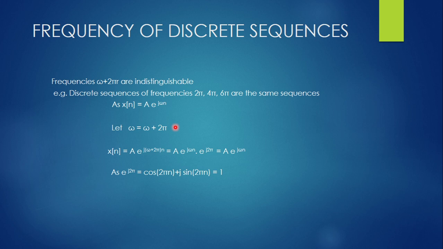But in the case of the discrete sequences, we can have only the frequencies in the range of 2 pi. 0, 2 pi, 4 pi, 6 pi, all will be the same. Similarly, pi, 3 pi, 5 pi, 7 pi, all are the same.